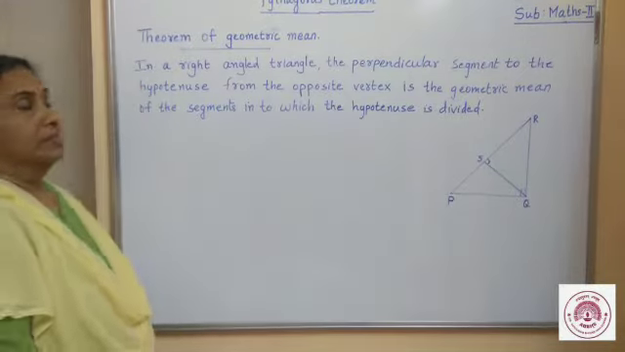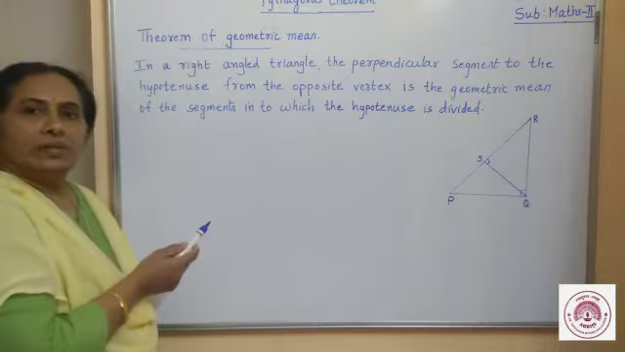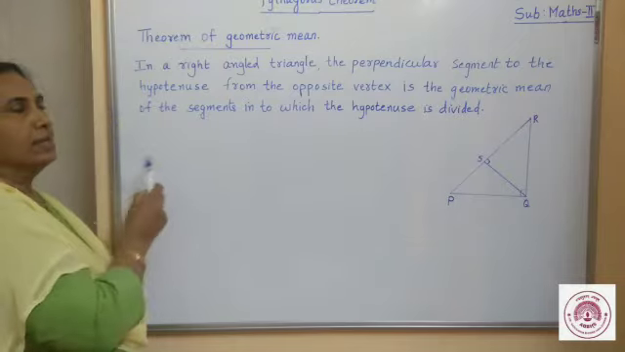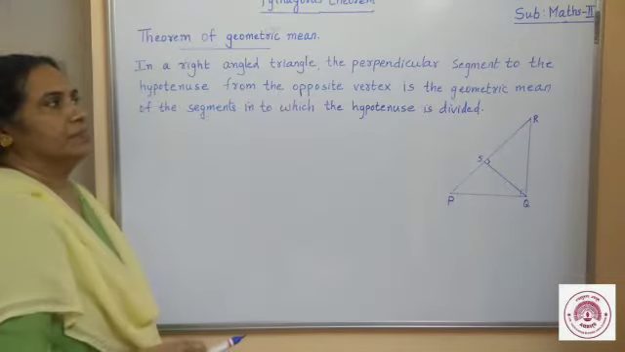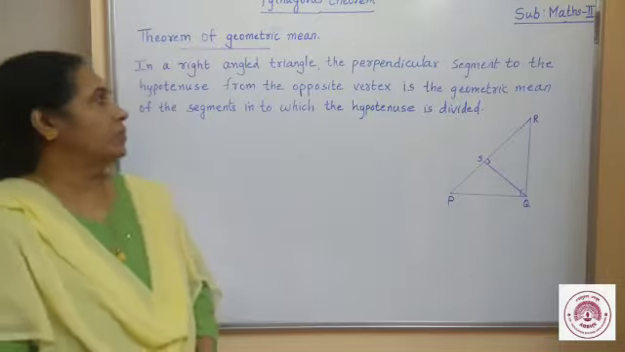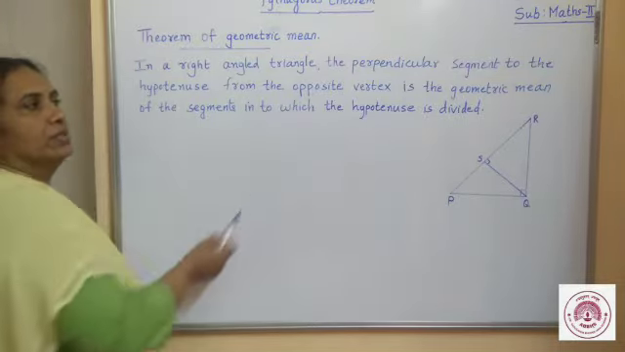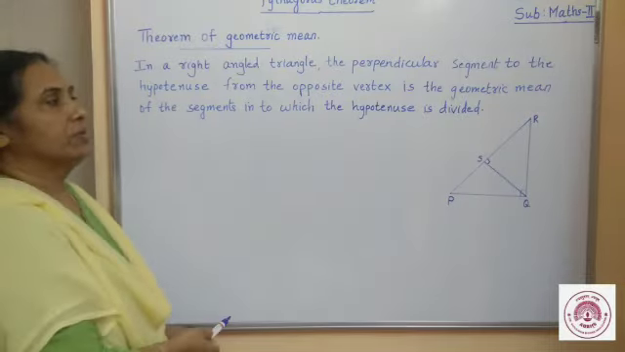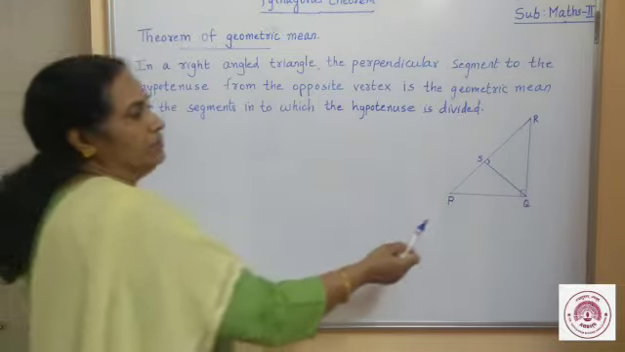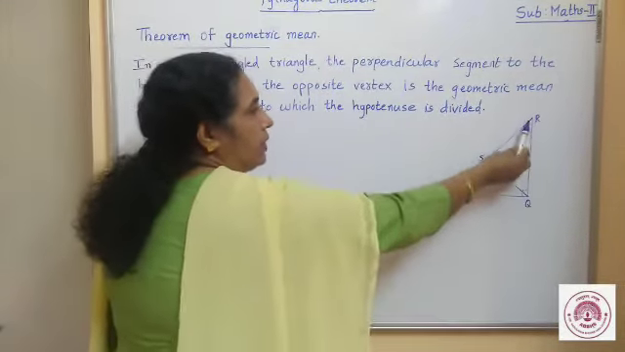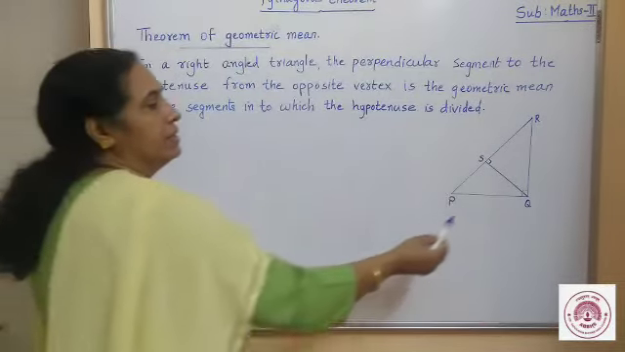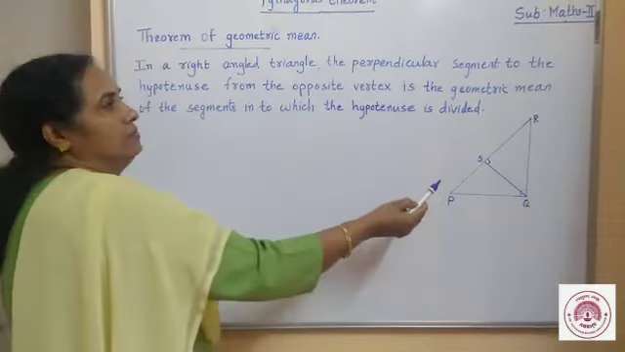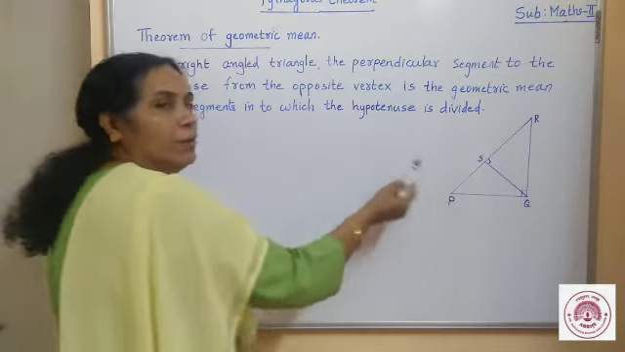Continuing with Pythagoras theorem. Today we are going to learn about the theorem of geometric mean. The theorem states that in a right angled triangle, the perpendicular segment to the hypotenuse from the opposite vertex is the geometric mean of the segments into which the hypotenuse is divided. So here, triangle PQR is a right angled triangle, right angled at angle Q, and QS is drawn perpendicular to the hypotenuse PR.